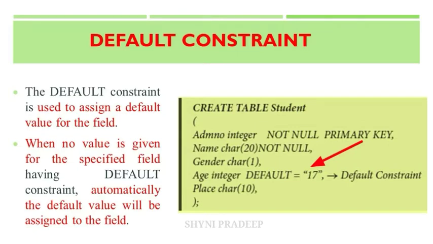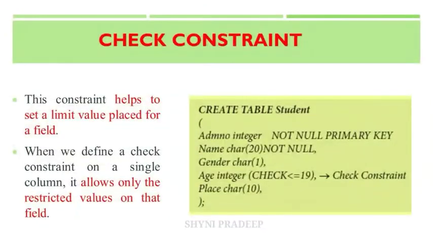Okay. Next one is check constraint. This constraint helps to set a limit on the values placed in a field. When we define a check constraint on a single column, it allows only the restricted values on that field. See this example. In this example, the check constraint is set on the age field, where the value of age must be less than or equal to 90. The check constraint may use relational and logical operators for the condition.